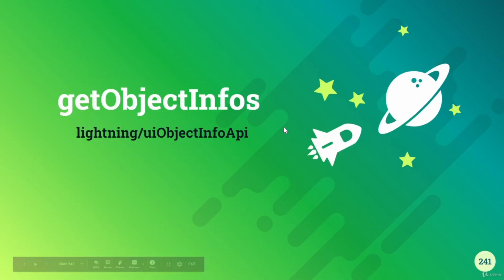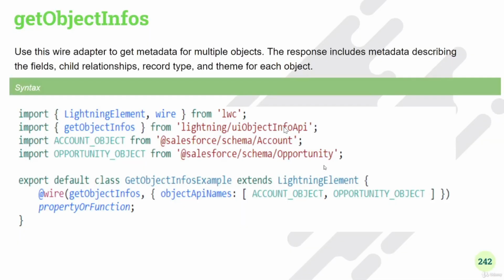In this video, we'll talk about getObjectInfos wire adapter, and this adapter also comes from the uiObjectInfoApi module. As we have seen in the previous video, the getObjectInfo wire adapter we use to fetch the metadata of a single object, and we use getObjectInfos when we want to fetch the metadata for multiple objects in a single component. It works in the same way, but this gives us the freedom to fetch the metadata for multiple objects.